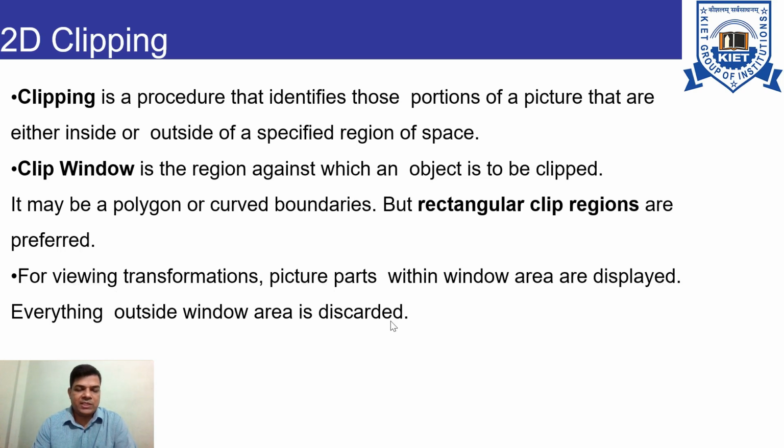So in clipping, what is happening, whatever the portion of the picture which is coming inside the clipping window, that we are displaying, and the rest of the portion that is outside the window, that we are not displaying, that we are ignoring.